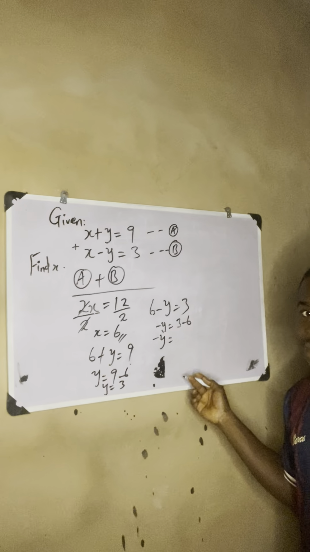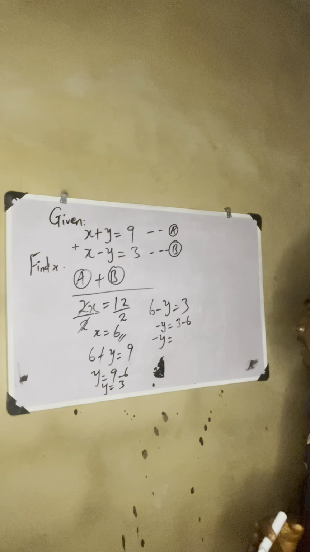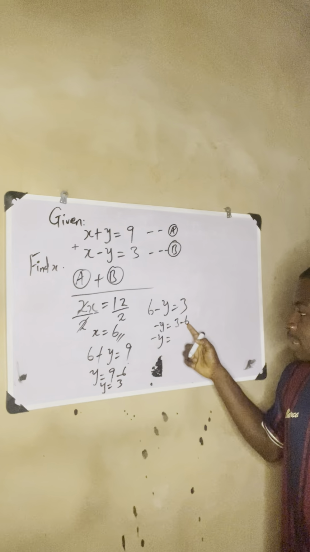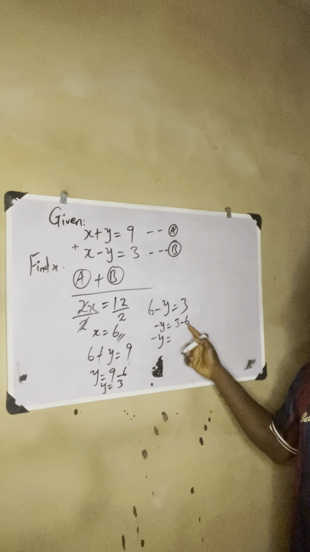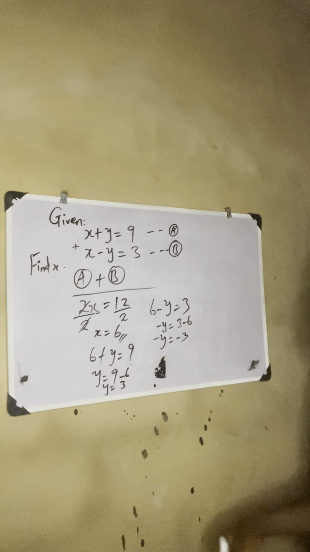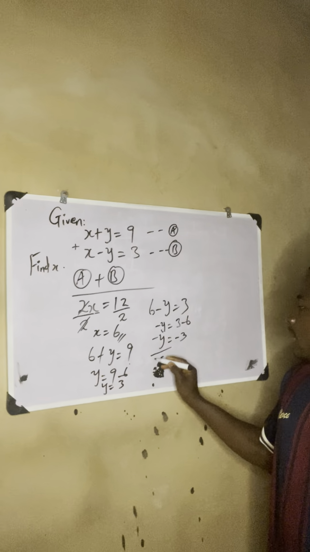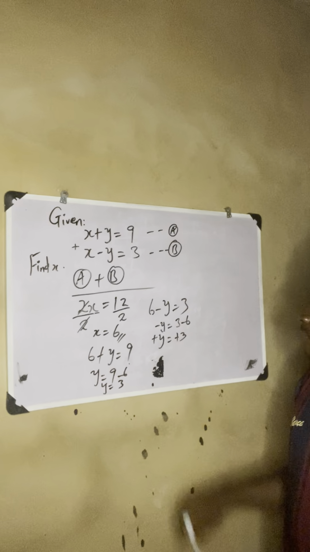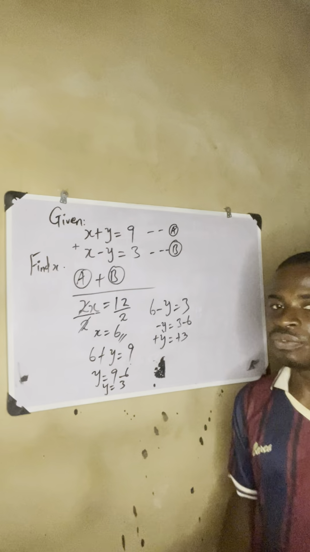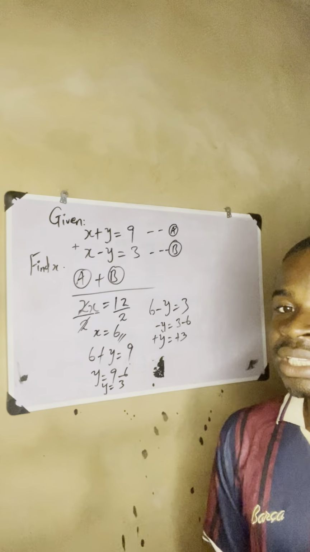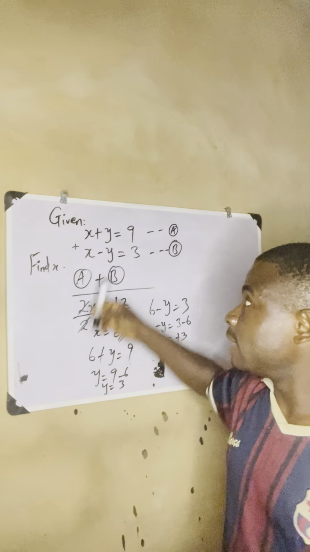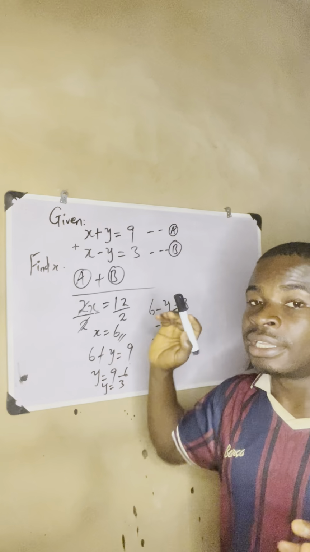3 minus 6 is what? Minus 3 and not 3. Whenever a smaller number is subtracted from a bigger number, expect a negative answer. So this is minus 3. You can divide both sides by minus 1, or you can just cancel the minus on both sides, whichever way. So y is still going to give you 3. So that is it for simultaneous equations, where you don't have to multiply any of the equations by a number.